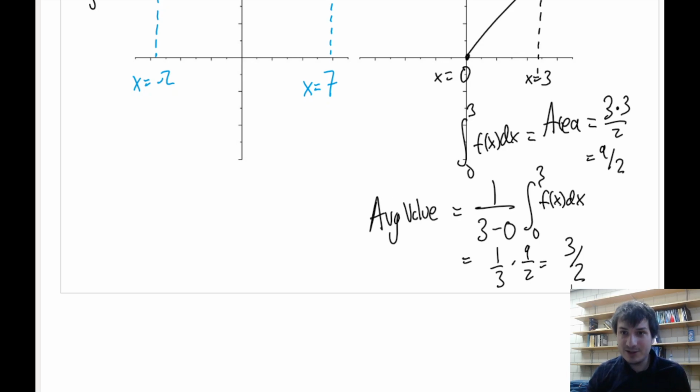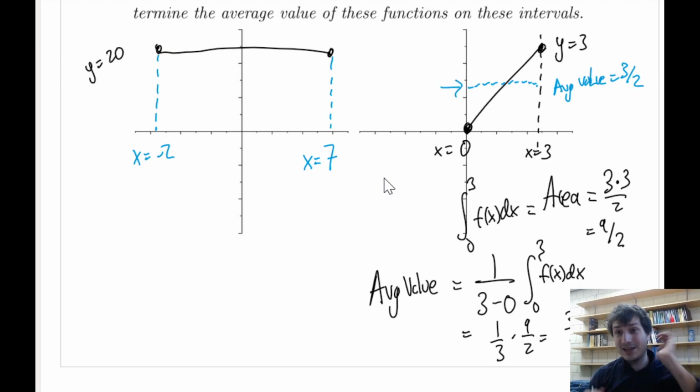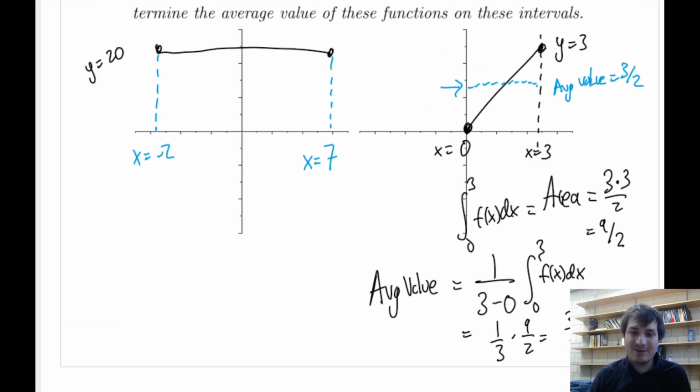And this matches perfectly your intuition. This is a triangle. The function starts at 0 and goes up to y equals 3. We found out that the average value was 3 halves, and that's exactly halfway. So it makes sense that the average value of this straight line segment is going to be halfway between the lowest and highest value. The average value of a function sort of adds up all the possible values of the function and tells you what it is on average.